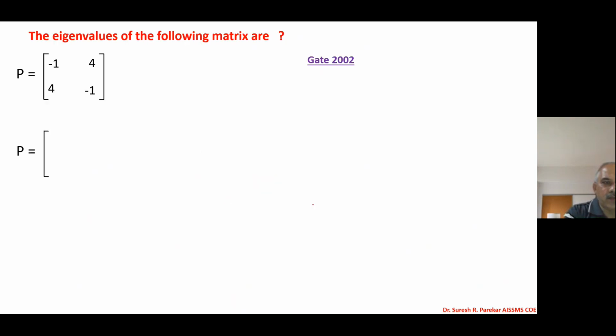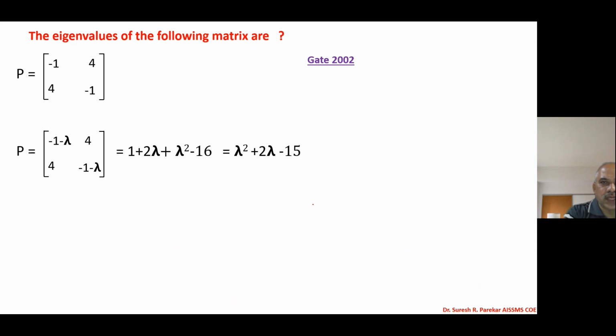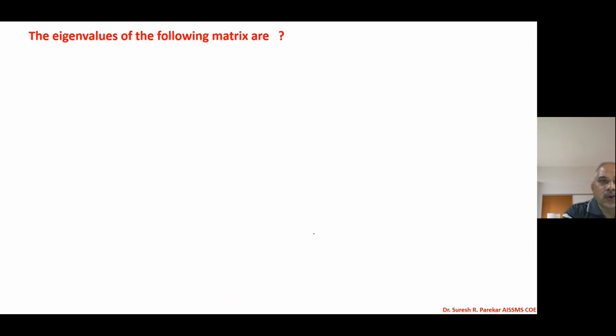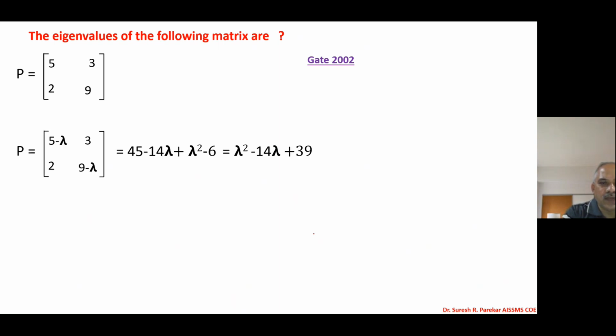Then again we have one problem from this. This was asked in 2002, and then we have here again lambda square plus 2 lambda minus 15 equal to 0. So we have lambda square plus 5 lambda minus 3 lambda minus 15, which means we are going to get lambda plus 5, lambda minus 3 equal to 0, and therefore lambda equal to minus 5 and lambda equal to 3. So we have likewise problems.